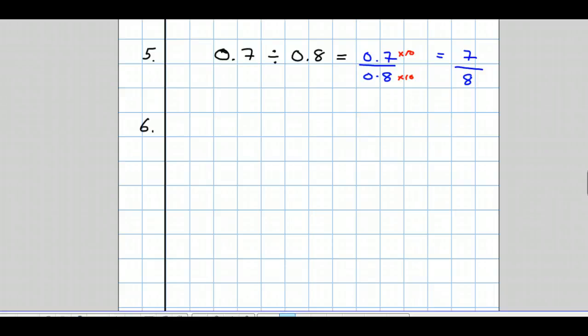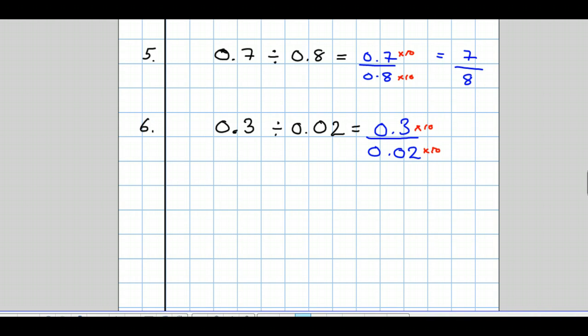But will that always happen? Look at this one here. 0.3 divided by 0.02. Let's have a look. So here's our halfway answer, 0.3 over 0.02. Now to turn the numerator into a whole number, I multiply it by 10, and I have to do the same to the denominator, to give me 3 over 0.02 times 10, which is 0.2.